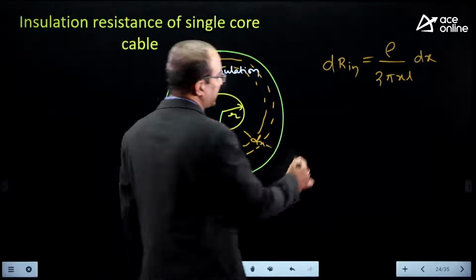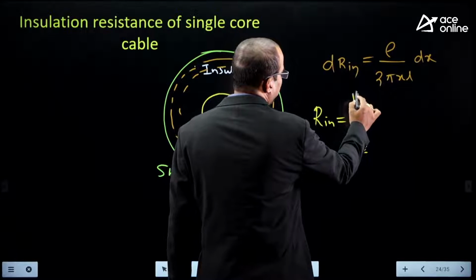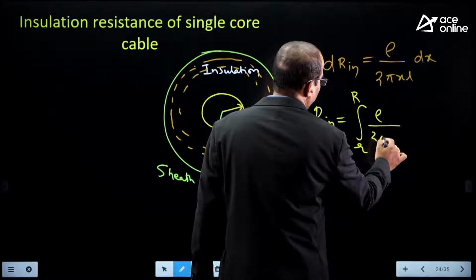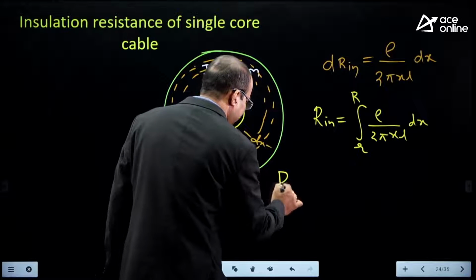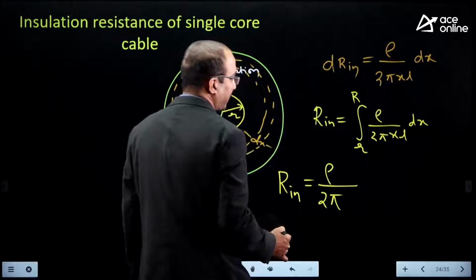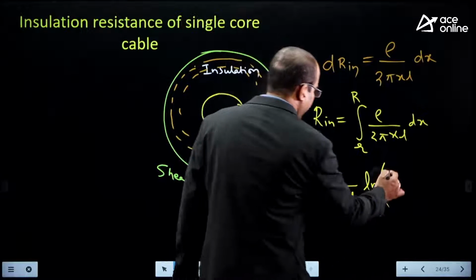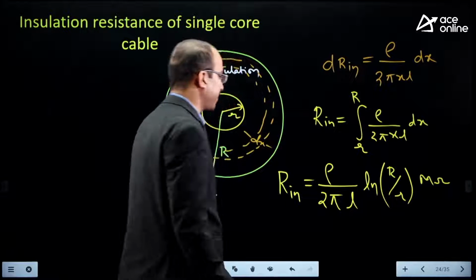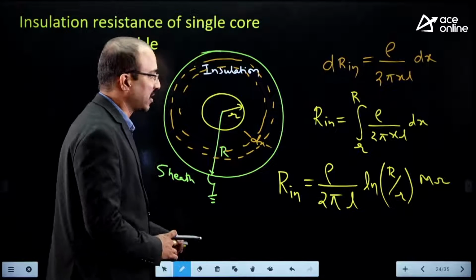So how do we calculate the overall insulation resistance? From small r to capital R, we integrate dR, that is rho by 2 pi x into L into dx. So the overall insulation resistance is equal to rho by 2 pi L into ln of capital R by small r. Insulation resistance will be in the order of mega ohms.